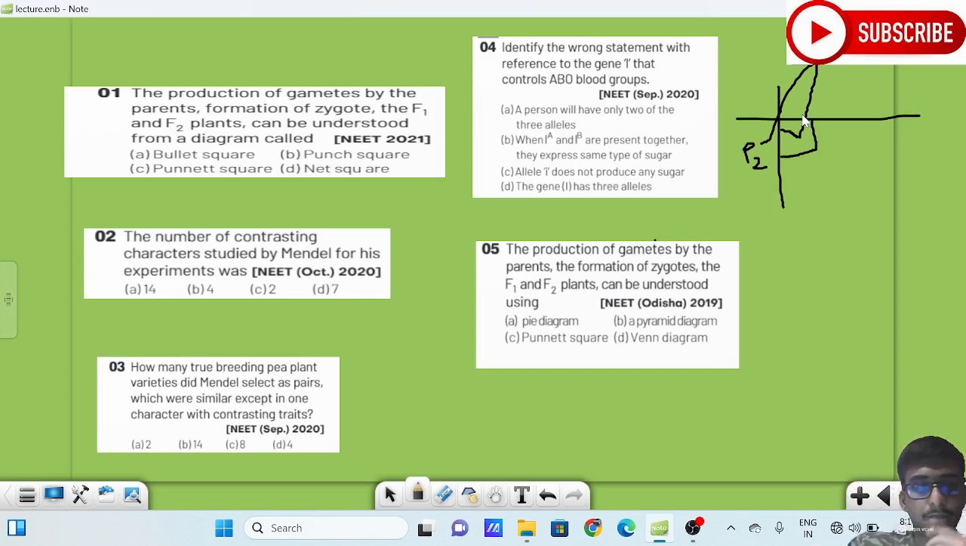So the option will be 14. Okay, next. Question number 4. Identify the wrong statement with reference to the gene I that codes for the ABO blood group.